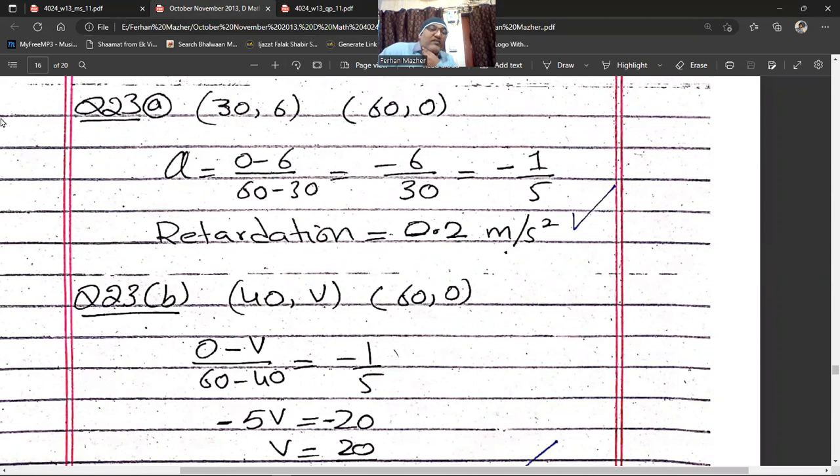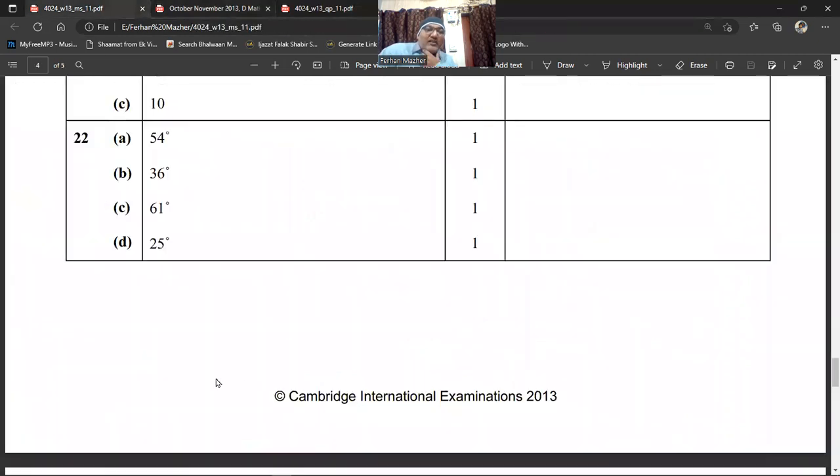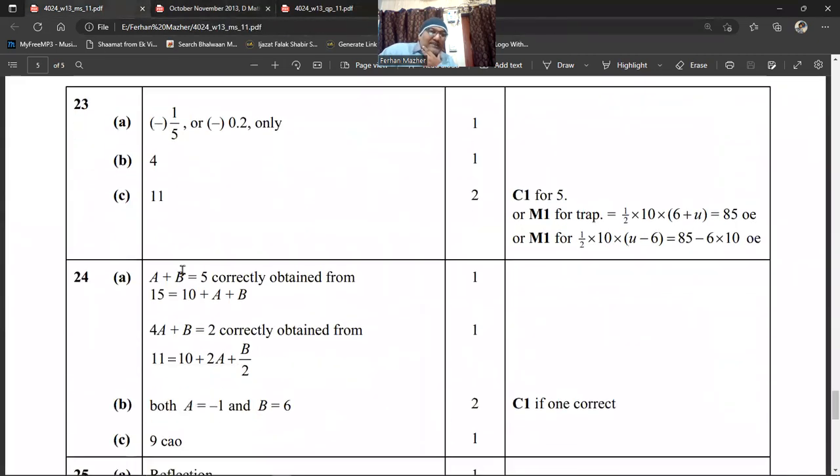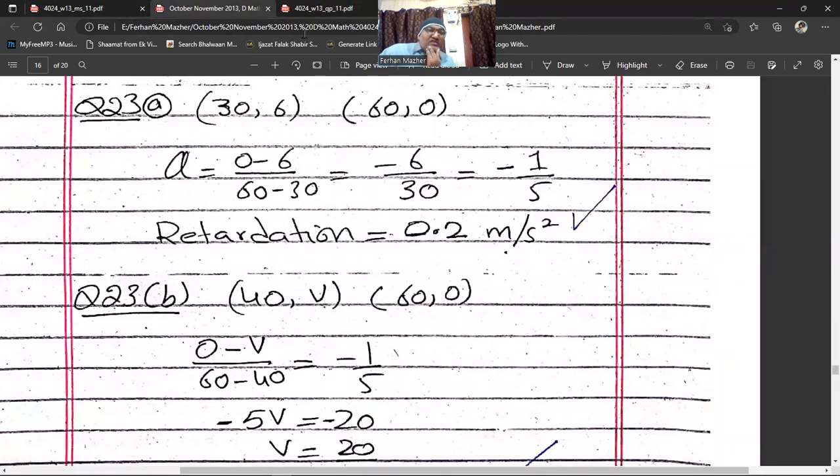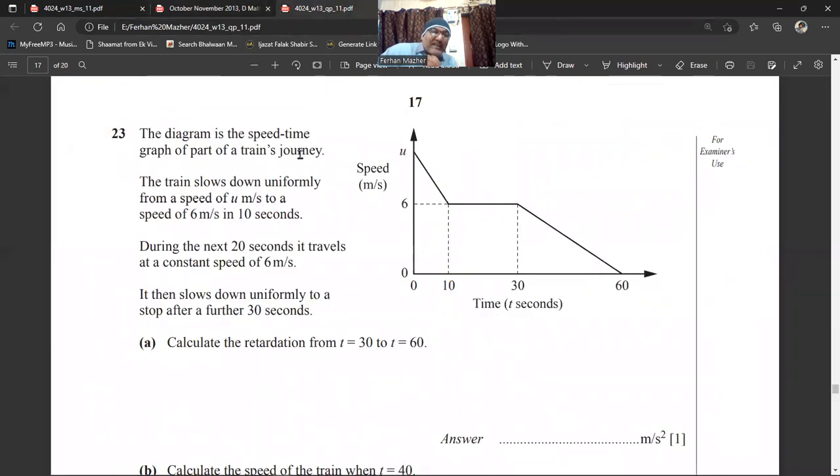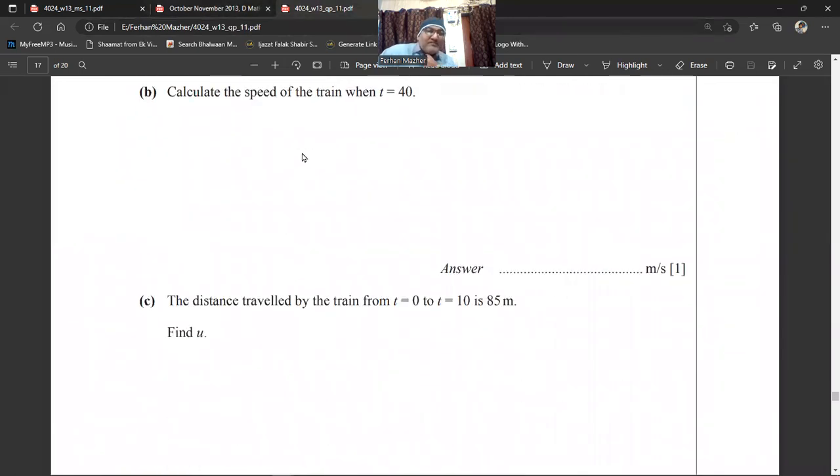But when you use the word retardation, you don't need to put the negative sign. So the retardation will be 0.2 meters per second squared. Because of the word retardation, I'm not putting the negative sign with the final answer.